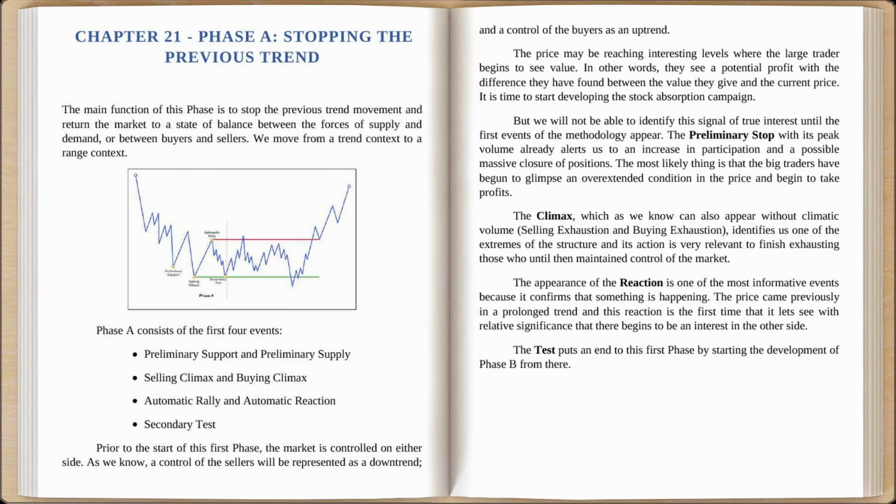The climax, which as we know can also appear without climatic volume, selling exhaustion and buying exhaustion, identifies us one of the extremes of the structure, and its action is very relevant to finish exhausting those who, until then, maintained control of the market. The appearance of the reaction is one of the most informative events because it confirms that something is happening. The price came previously in a prolonged trend, and this reaction is the first time that it lets see with relative significance that there begins to be an interest in the other side.